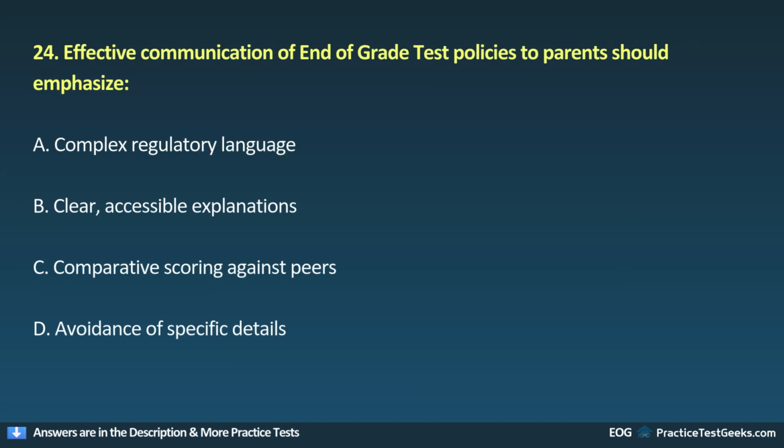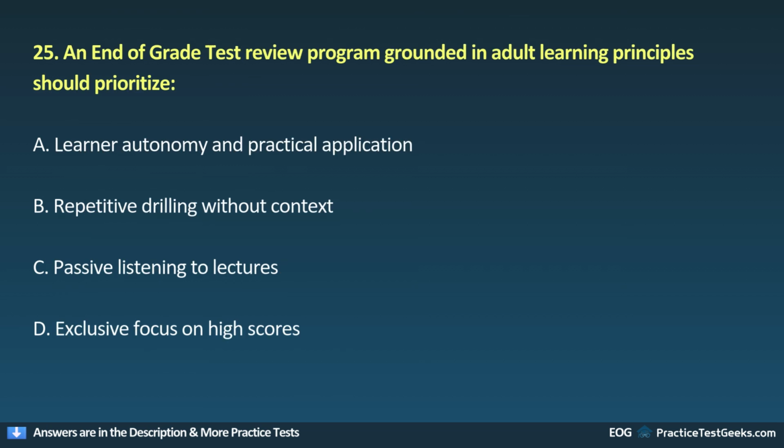Effective communication of end-of-grade test policies to parents should emphasize: A. Complex regulatory language. B. Clear, accessible explanations. C. Comparative scoring against peers. D. Avoidance of specific details.